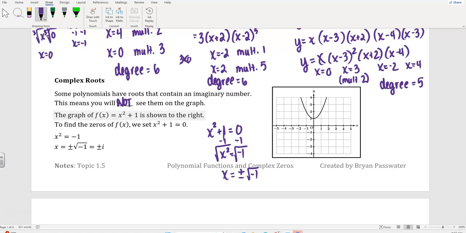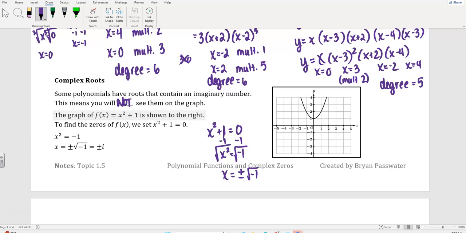But what is the square root of negative 1? It's not a real number, right? There's no real number that you can multiply by itself to get negative 1. In fact, any square root of a negative number is not going to be a real number, because if you multiply a negative times a negative, you get a positive. It's impossible to multiply a real number by itself and get a negative number.